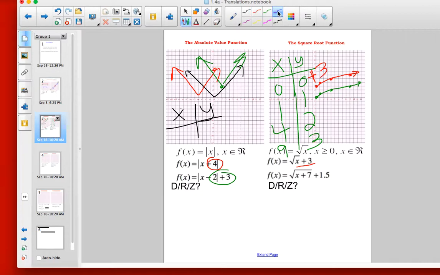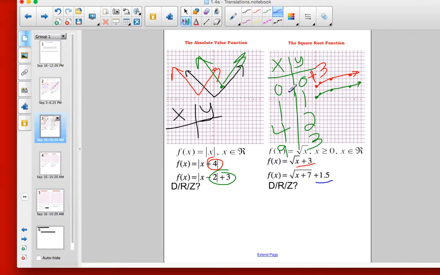All right, so this last one, we have the square root of x plus 7, plus 1.5. So hopefully we kind of get the idea by now. Plus 7 means actually left 7, and then plus 1.5 means up 1.5. So I'm going to look at this green one and just shift it to the left 7, and then up 1.5. So it should be right about there.